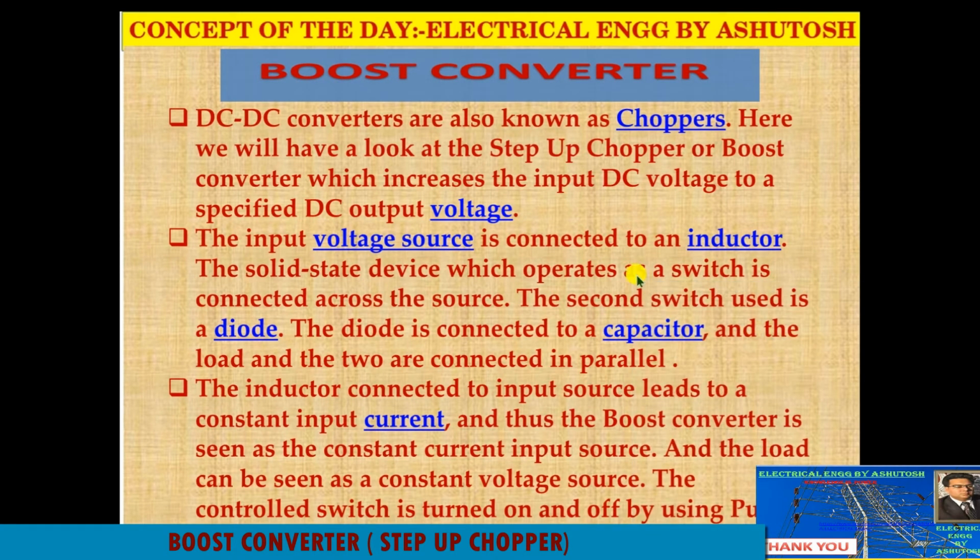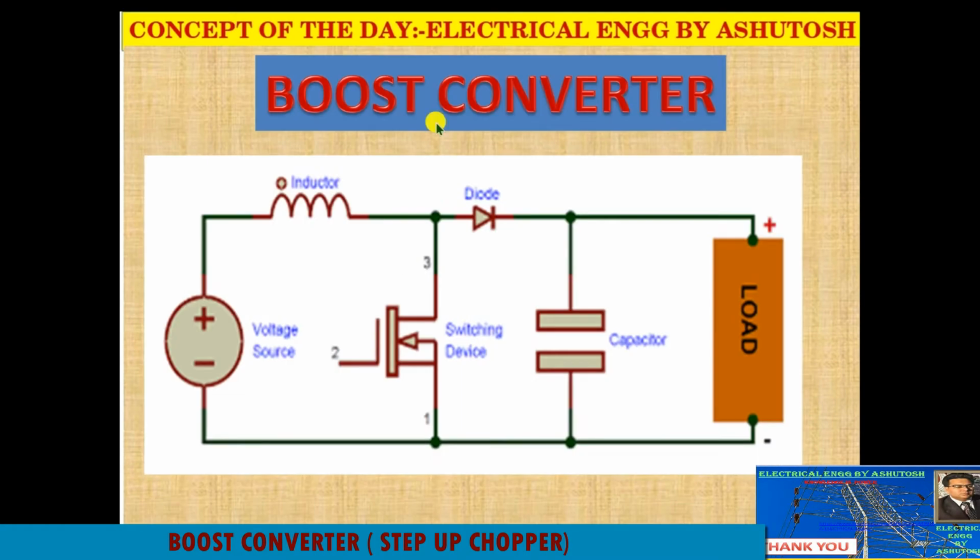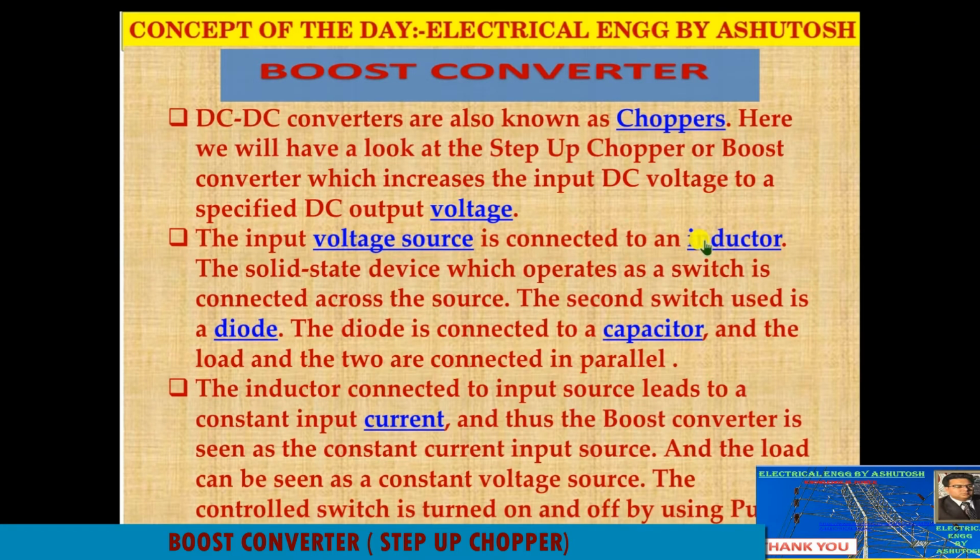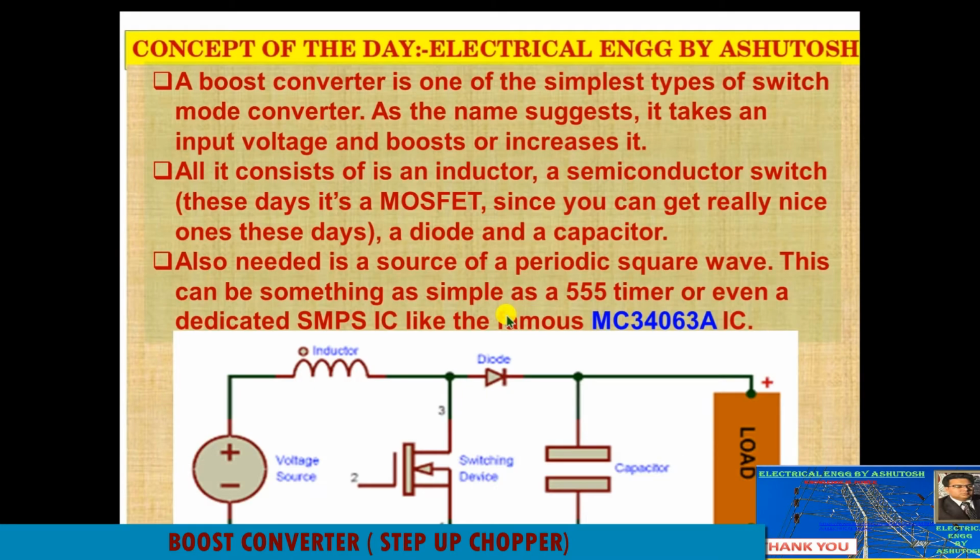The input voltage source is connected to an inductor. From the diagram you can clearly see the input voltage source is connected to the inductor, and the solid state device which operates as a switch is connected across the source. This solid state device could be an IGBT or MOSFET, connected across the DC supply. This is the DC supply voltage source, and this is the inductor connected in series, but the solid state switching device is connected across the DC voltage source.